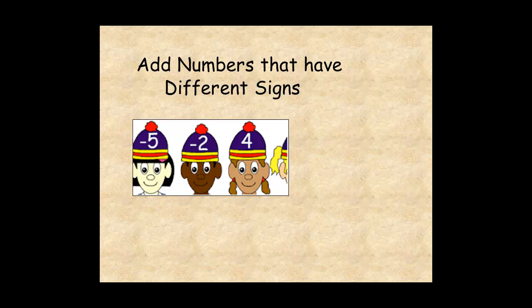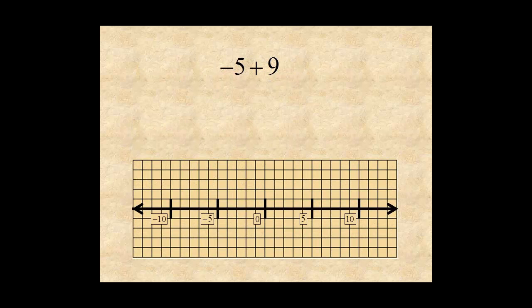This lesson helps you understand how to add numbers that have different signs. To add numbers that have different signs, like -5 plus 9, start at the origin and count 5 units left, and then 9 units right. Since you end up at 4, you can see that -5 plus 9 equals 4.